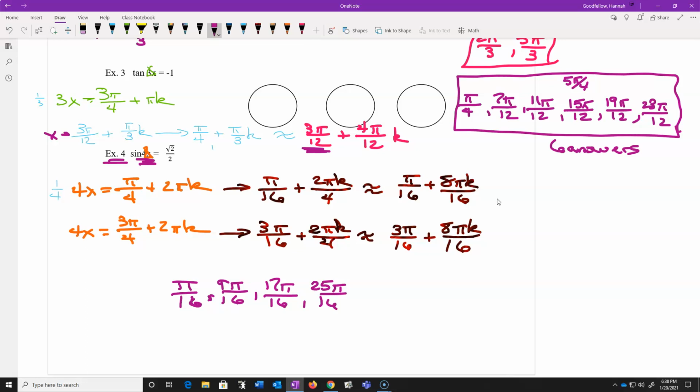Well, now we've got to go down the bottom guy. 3 pi over 16 is one of the answers. And then I add 8 onto that one, 11 pi over 16. And you're starting to see the pattern here. 19 pi over 16. And last but not least, I add 8 to that one. I would be at 27 pi over 16, and that would be the last answer. 8 total answers. Wow. Woo, that was fun.